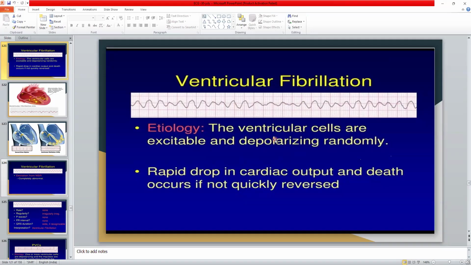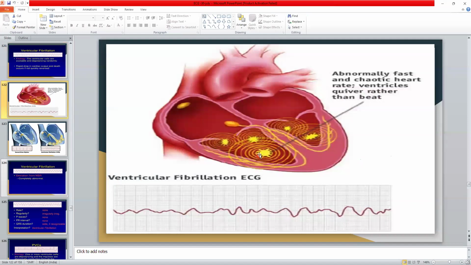Ventricular fibrillation is one of the most serious and life-threatening arrhythmias, where the lower heart chambers, that is the right and the left ventricles, contract in a very rapid and uncoordinated manner, resulting in the heart being unable to pump the blood to the rest of the body. It is an extremely dangerous situation and can lead to sudden death.